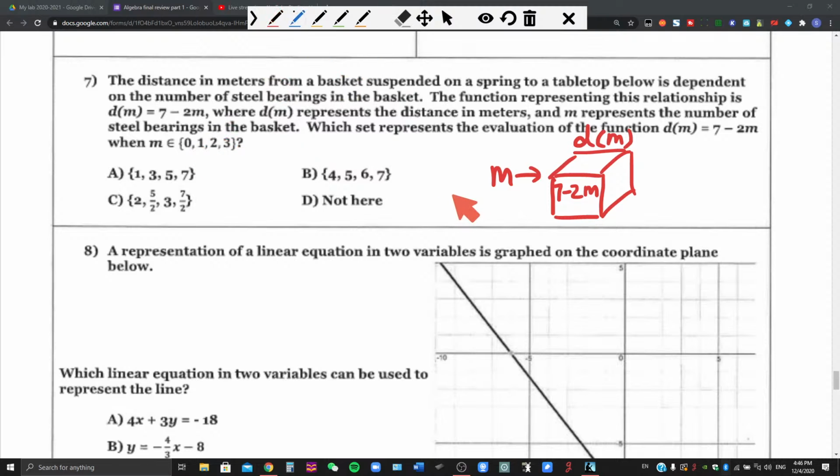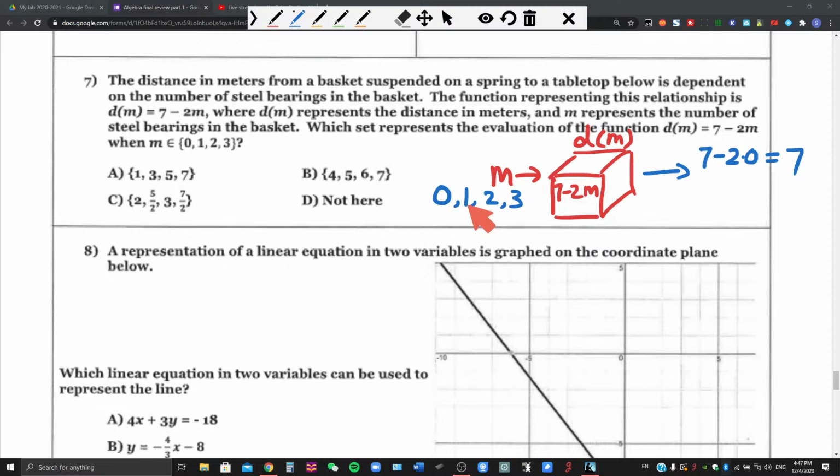If I put in 0, what do I get? If I put in 1 as m, what do I get? If I put in 2 as m, what do I get? And if I put in 3 as m, what do I get? So basically, we just need to evaluate for m equals 0, 1, 2, 3. Now let's do it. When m is 0, the machine will do 7 subtract 2 times 0. That's still 0. So 7 subtract 0, that's a 7.